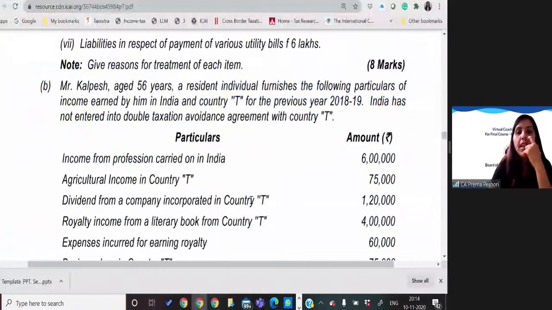So Kalpesh, aged 56 years, a resident individual, furnishes the following particulars of income earned by him in India and country T. India has not entered into DTAA with country T. Income from profession carried on in India 6 lakh. Agricultural income in country T 75,000. Dividend income in country T 1 lakh 20. Royalty income 4 lakh. Expenses incurred for earning royalty 60,000.